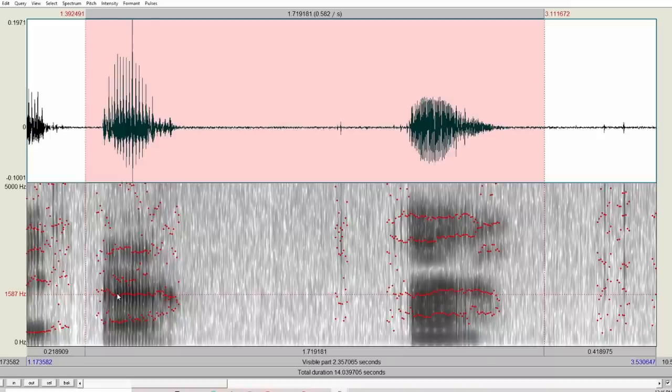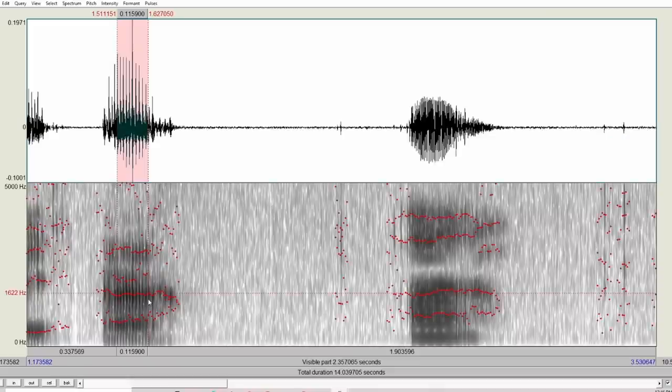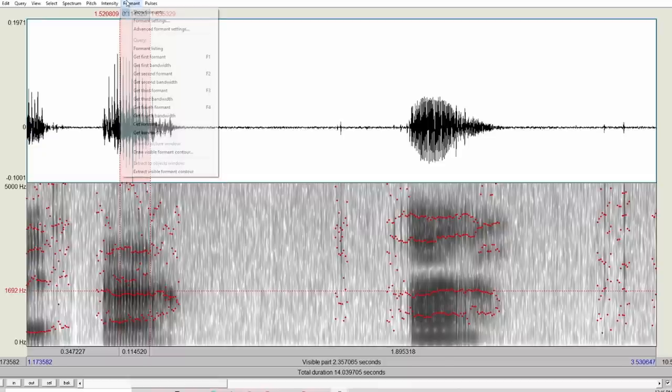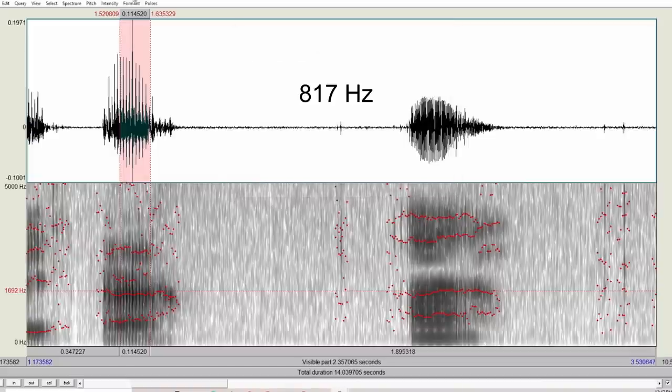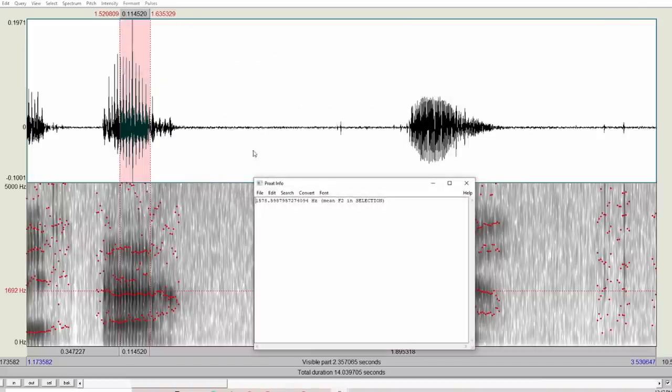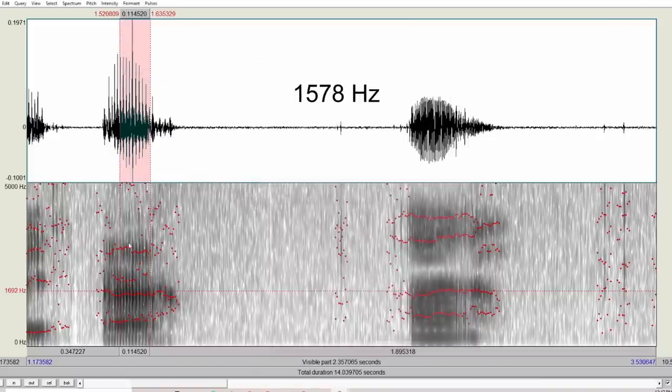And you can actually ask it to tell you the formant, or the average formant, within a given span of time. So I've highlighted this span of time here within my own pronunciation. And if I say get first formant, then it will give me the frequency at which the first formant is. So that's 817 hertz. I can tell it to give me the second formant as well, and I can tell it to give me all the other formants.